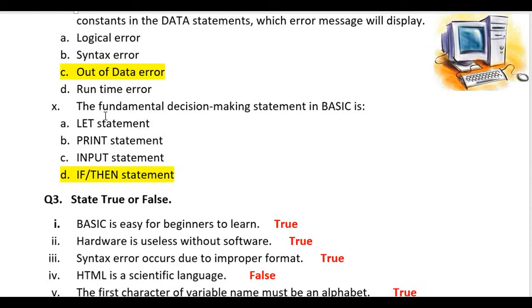10th MCQ: the fundamental decision making statement in BASIC is the if then else statement, or simply we call it the if then statement. If then statement is the fundamental decision making statement in the BASIC programming language.